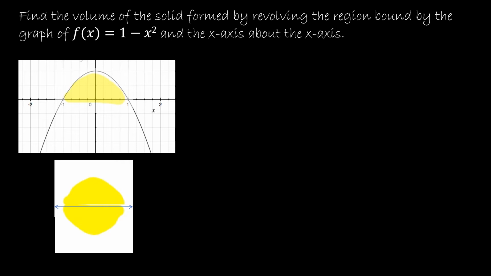And again, I'm no artist, I'm just trying to help you visualize what's going on. So this one asks us to find the volume of the solid formed by revolving the region bound by the graph of f of x equals 1 minus x squared and the x-axis about the x-axis. So as you can see, I've taken the graph, and again I've just used Desmos to graph this. And it says using that line and the x-axis. So that region that I've colored in yellow is the region that we're talking about.